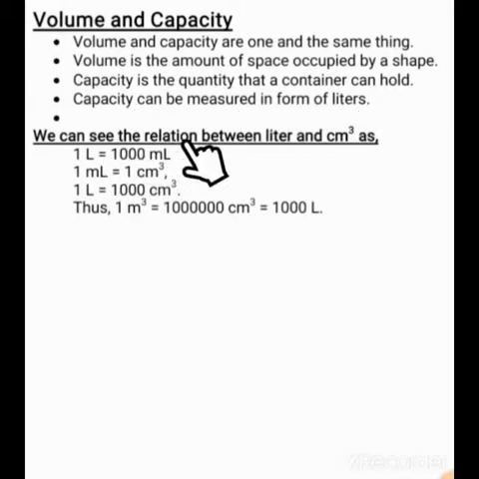Now we can see the relation between liter and centimeter cube: 1 liter equals 1000 ml, 1 ml equals 1 centimeter cube, so 1 liter equals 1000 centimeter cube. Thus 1 meter cube equals 10 lakh centimeter cube, or equals 1000 liter.